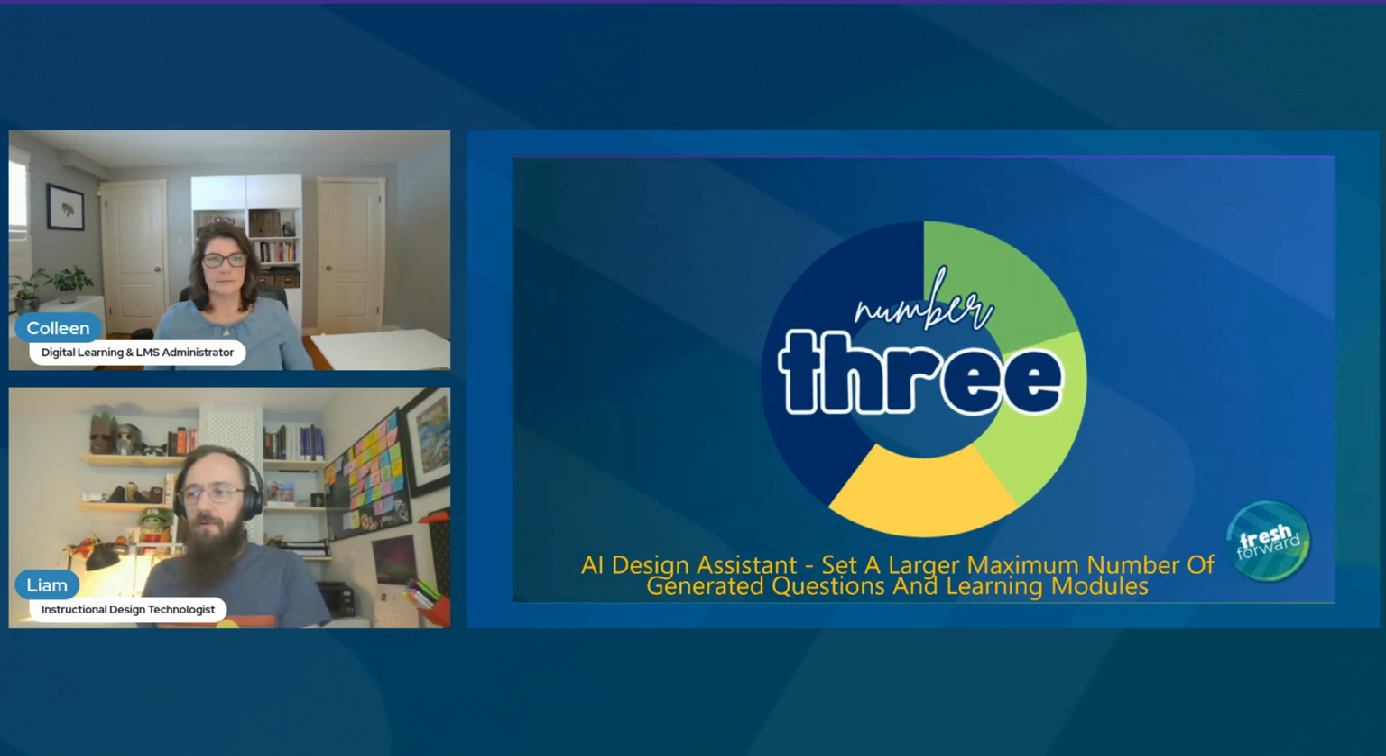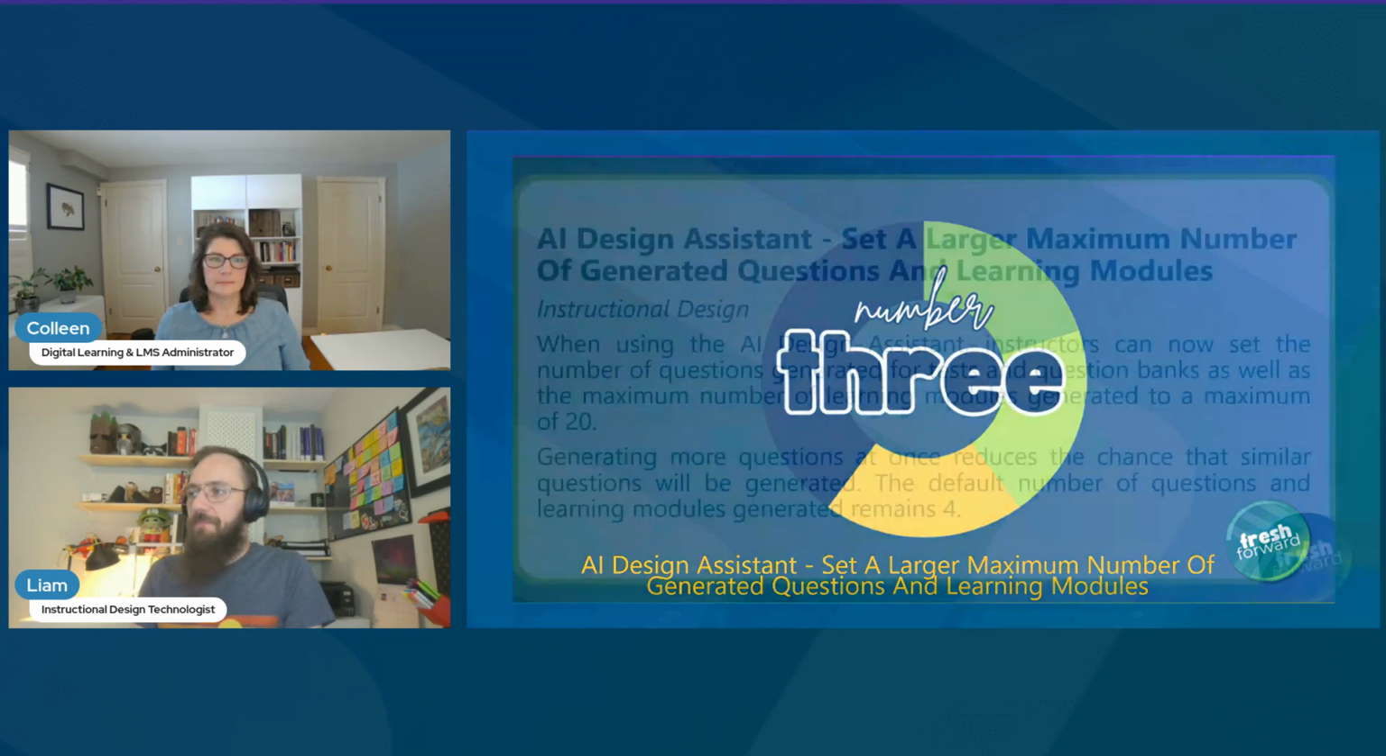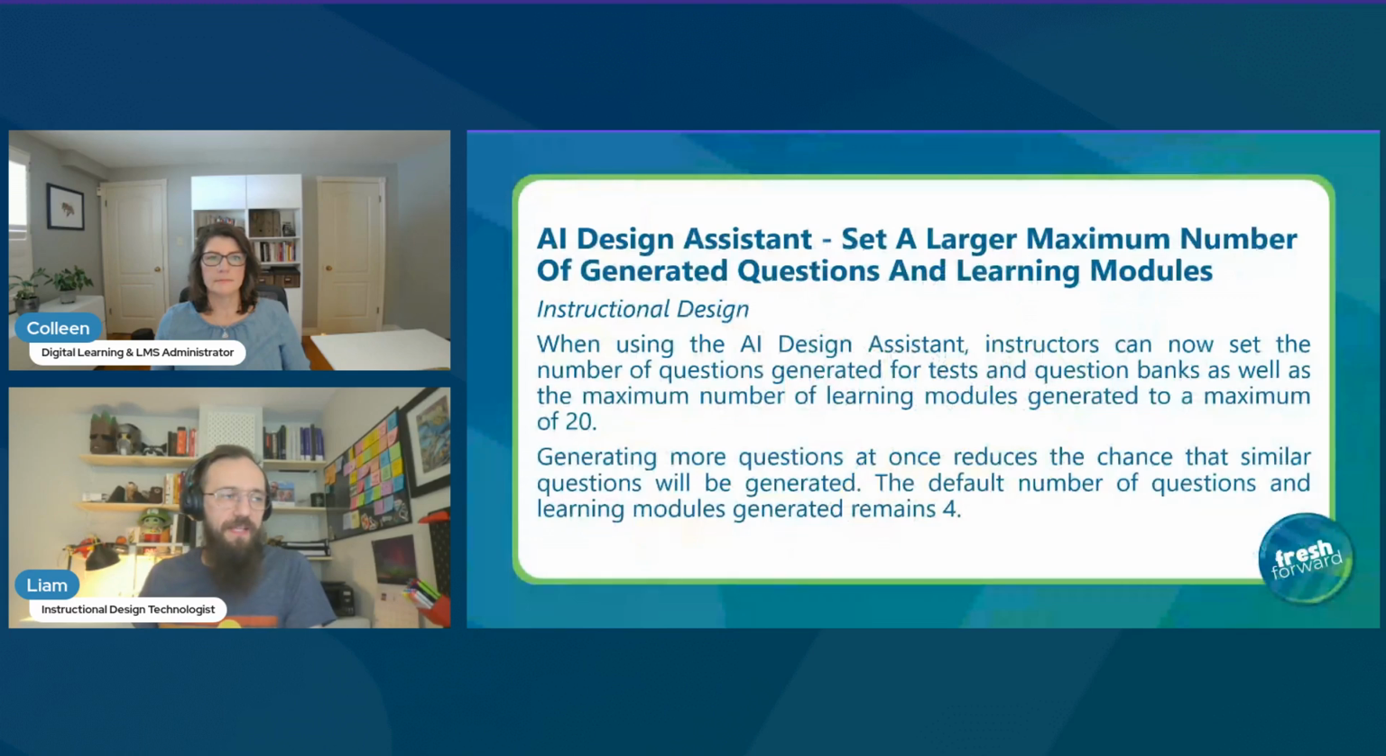That said and out of the way, we're going to take a closer look at our number 3 pick from February's release, and this is the AI Design Assistant update, now allowing you to set a larger maximum number of generated questions and learning modules in your Blackboard course. When you use the AI Design Assistant as an instructor, you can now set the maximum number of questions to 20, previously 10, as well as the number of modules.